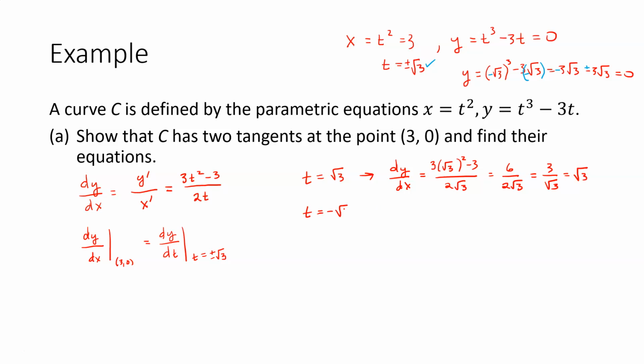Now suppose t is the negative square root of 3, we get dy over dx equals 3 times negative square root of 3 squared minus 3 over 2 times negative square root of 3. So again, we'll get 3 times 3 is 9, minus 3 is 6 in the numerator, but here we'll get negative 2 radical 3 in the bottom. So we get negative 3 over radical 3, and rationalizing that we get negative radical 3. So it looks like at the point (3, 0) in the graph, we have two different tangents, one at the parameter positive square root of 3 and another at the parameter negative square root of 3.